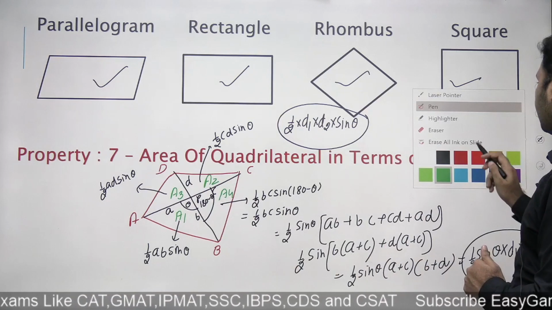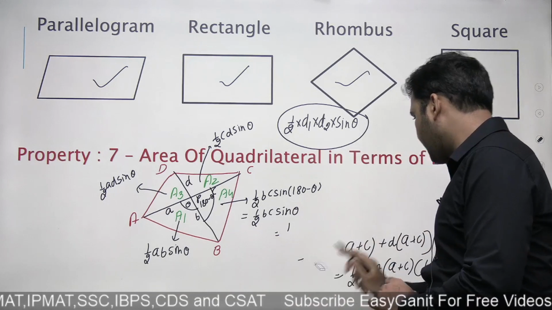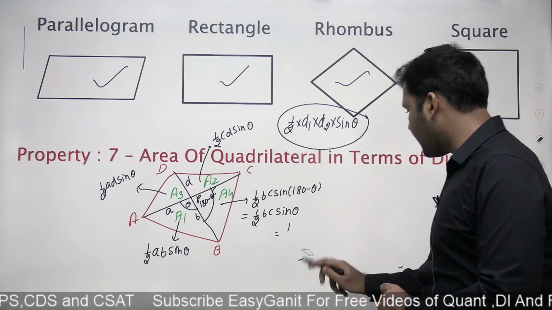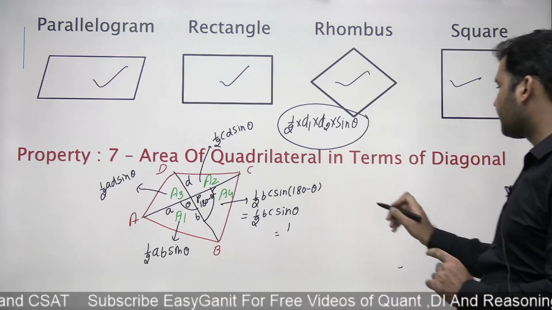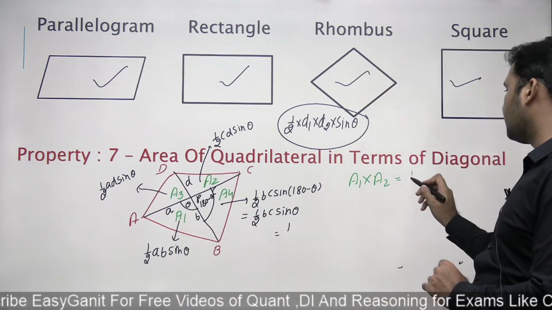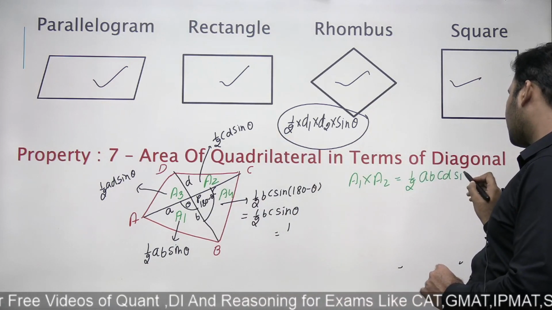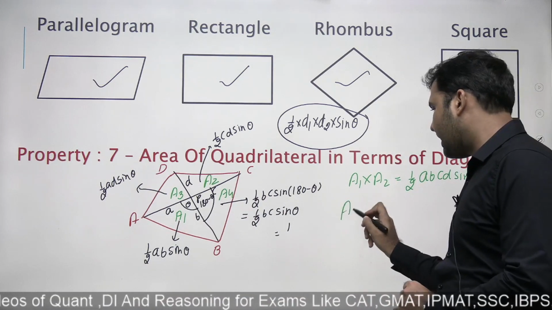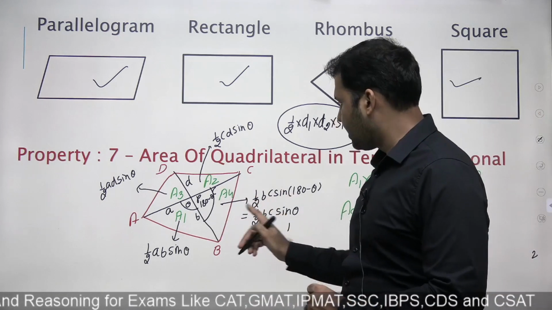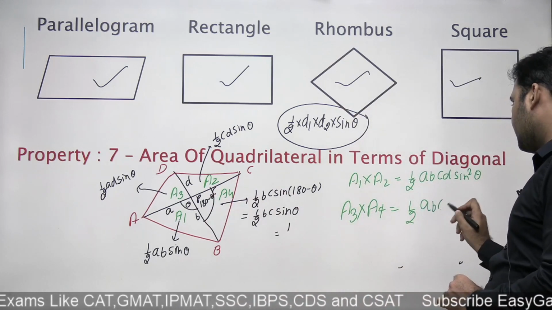And let me create a space here. So we already have done the proof of it. Now see that if I multiply A1 area with A2 area, A1 multiplied by A2 will be equal to half into ABCD sine square theta. Similarly, A3 multiplied by A4 will be equal to half into AD sine theta, BC sine theta.